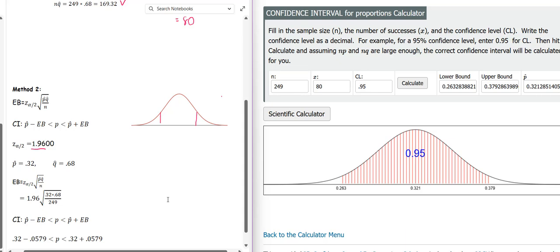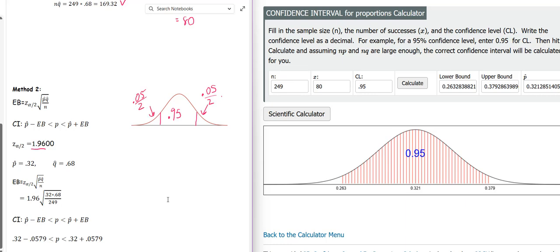For 95% confidence, the area in my standard normal curve in the middle is 0.95. And so the area of the tails is 0.05 added together. So each tail has area 0.05 divided by 2. And that is 0.025.